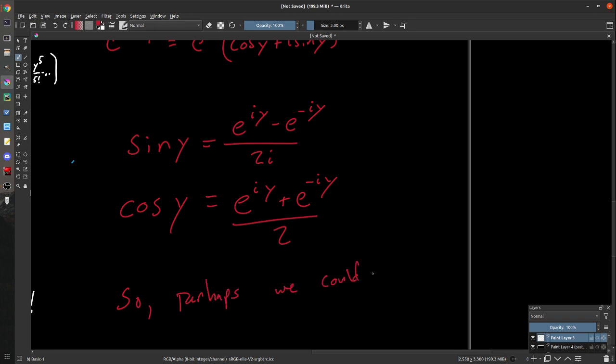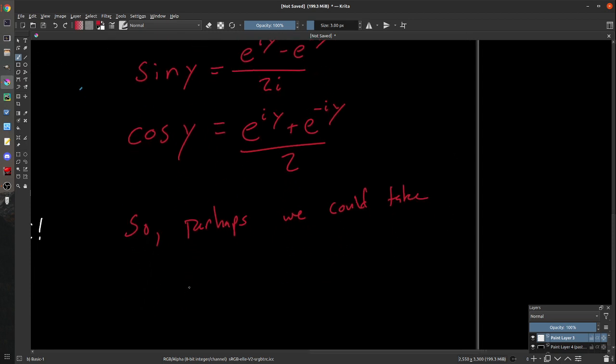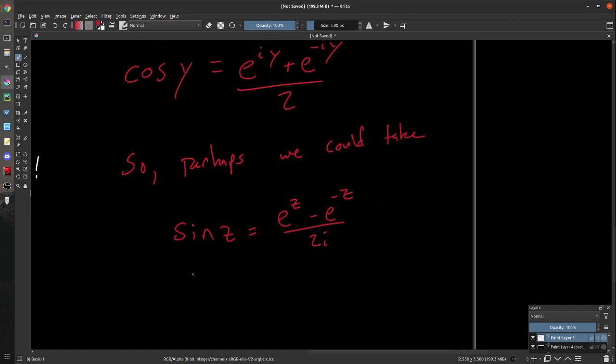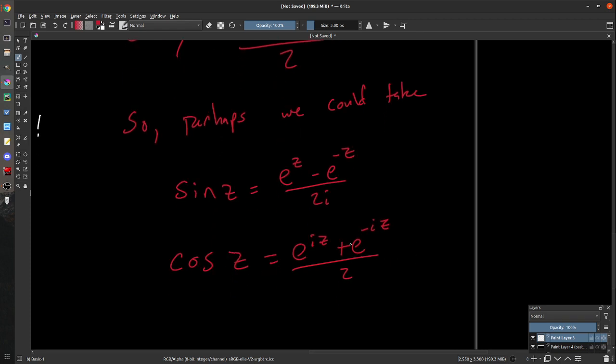And we could imagine, perhaps, we could take sine z to be e to the iz minus e to the minus iz over 2i or something, right? Does that seem fair? Something to that nature? And then we could take cosine of z to be e to the iz plus e to the minus iz all over 2. Something like this? Yeah. All right. So this is a good candidate for what we might want the complex trig functions to look like.